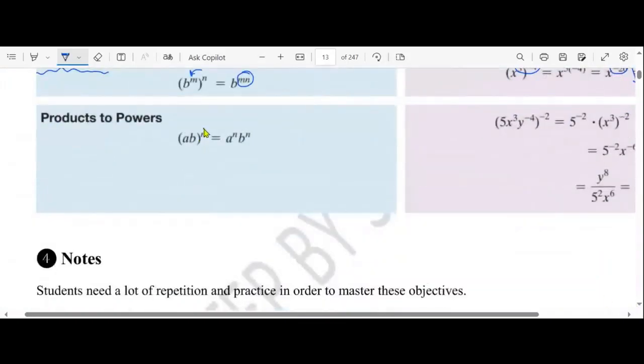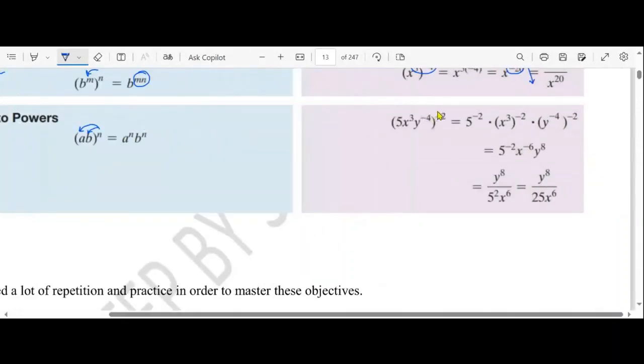Product power. Here I have to distribute the power, you see. Let's say an example here. Negative 2, I have to distribute it how many times? 3 times. Okay, so 5 to the power of negative 2, x cubed to the power of negative 2, y to the power of negative 4, all to the power of negative 2. And then you multiply. What do you get? 2 times 3? Negative 6. 4 times 2? 8. And negative times negative gives you positive.